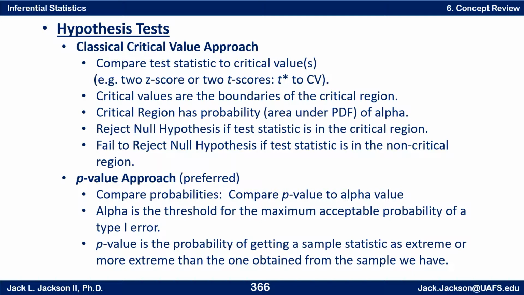My preferred method is actually the p-value approach. In this one, we compare probabilities, comparing the p-value directly to the alpha value. The alpha is the threshold for the maximum acceptable probability of a type 1 error, and the p-value is the probability of getting the sample statistic or something as extreme or more extreme than the one actually obtained from the sample that we have. So the p-value is the probability of a type 1 error if we only rejected the null hypothesis for values of what we got or something more extreme. That would be what the p-value is.